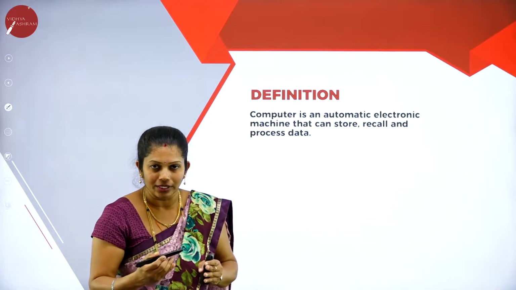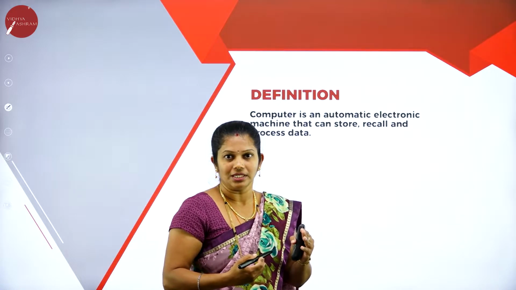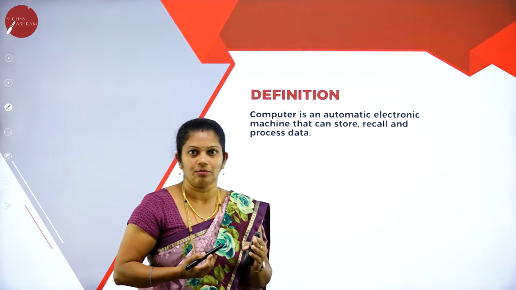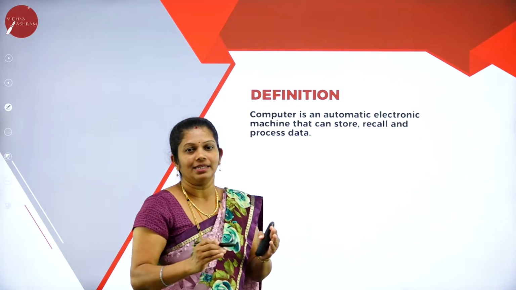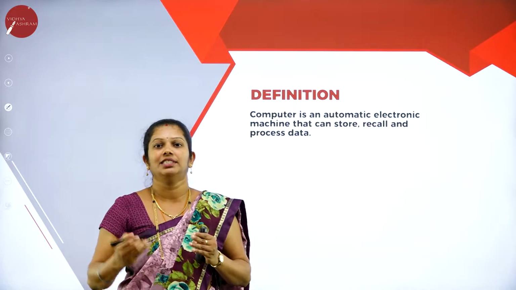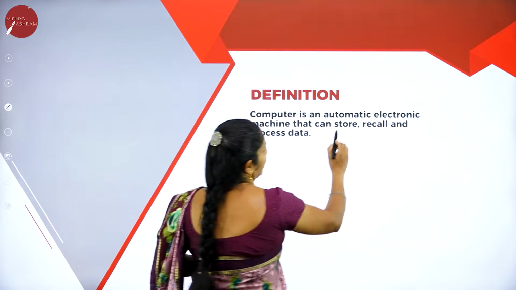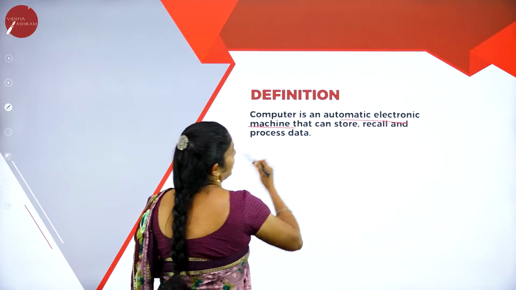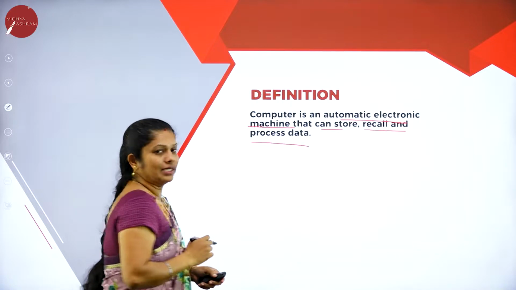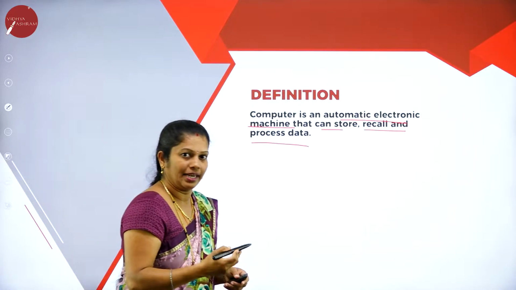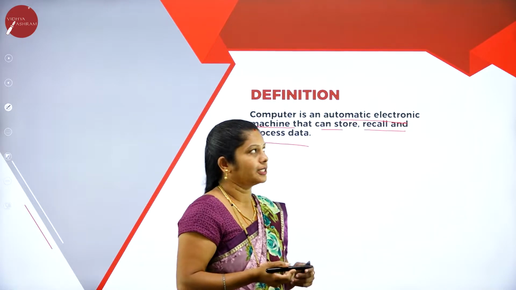It is an electronic device. It takes the data from the user. First it receives the data from the user with the help of input devices, and processes the data. After processing, it will generate the result to the user. It is an automatic electronic machine that can store and process the data, and whichever way the user wants, it will generate the result in that way.